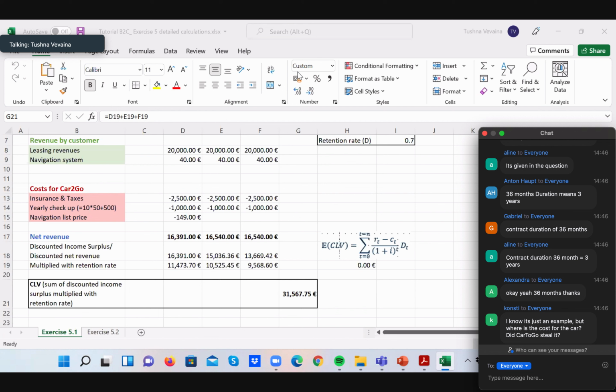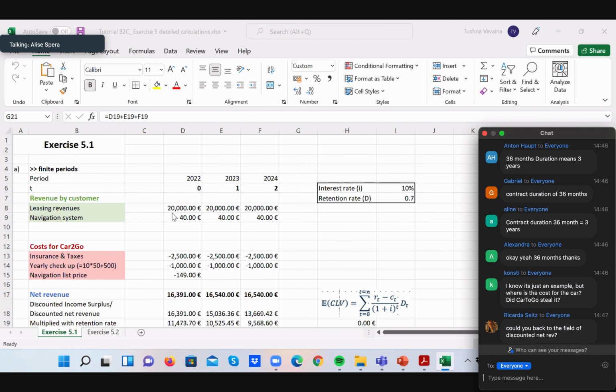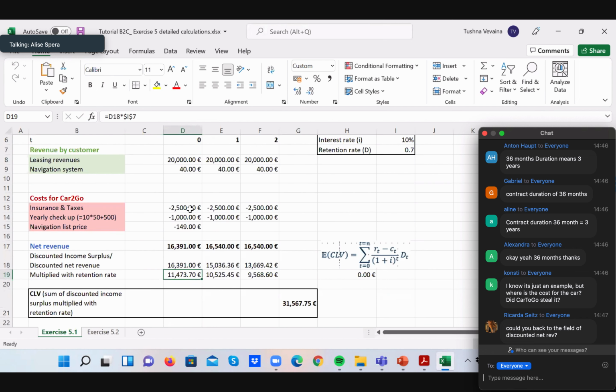Two people raised their hand. Yeah, Alice and Evelyn. Alice: I have a question about this 1 plus E. In the first year we use t is 1, in the second year t is 2, and in the third year t is 3, or how?